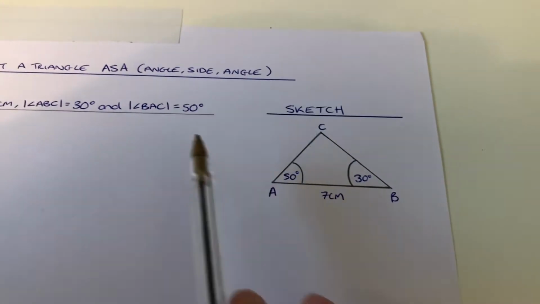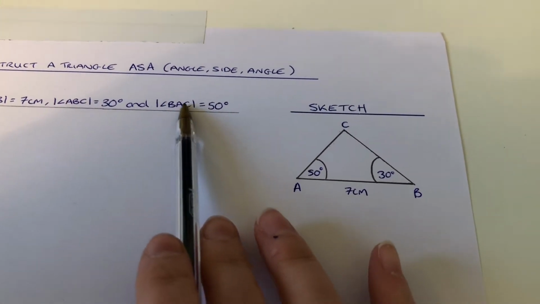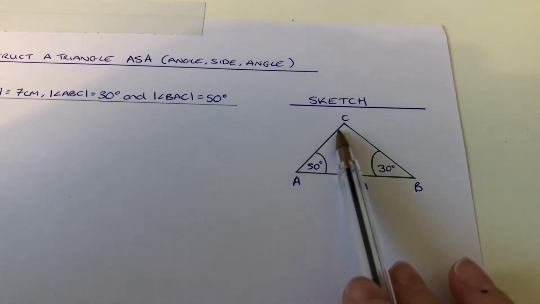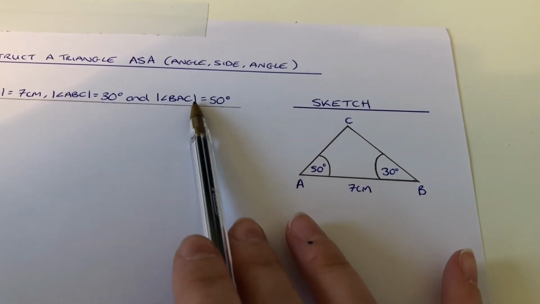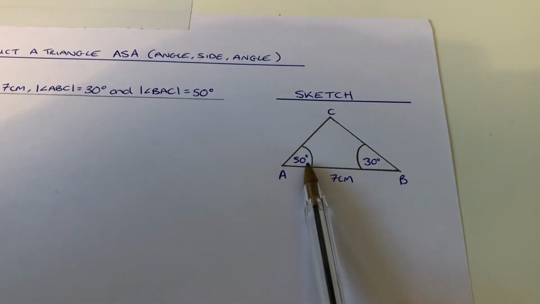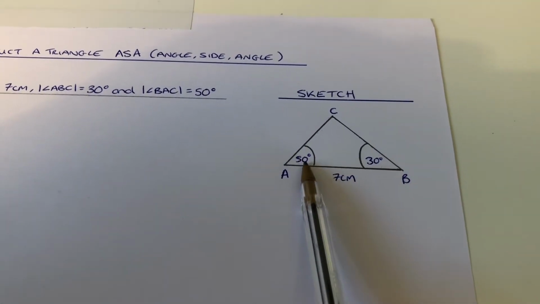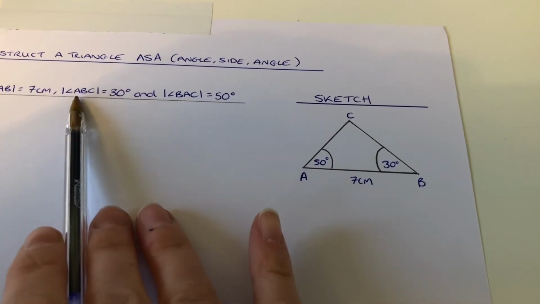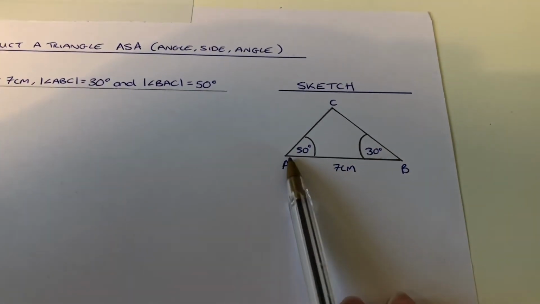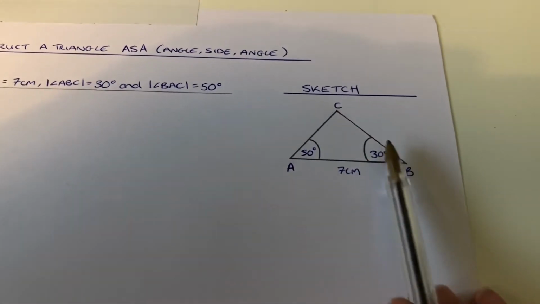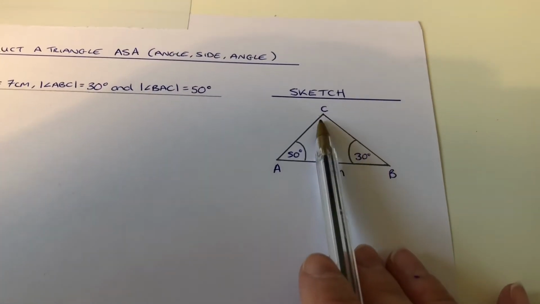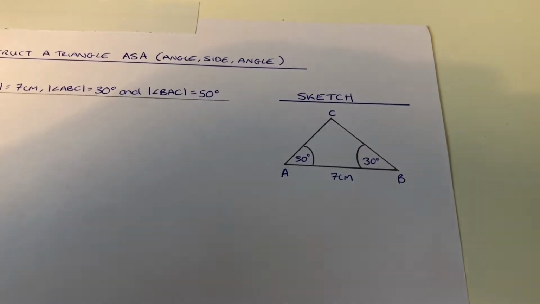We know that the angle sitting at A, so that's this one here, follows the path of B to A to C. B, A, C. So it sits in the middle one. That's 50 degrees. And then on the other side, A, B, C, so from A to B to C, that's 30 degrees. And where they meet then will be the third vertex, C.